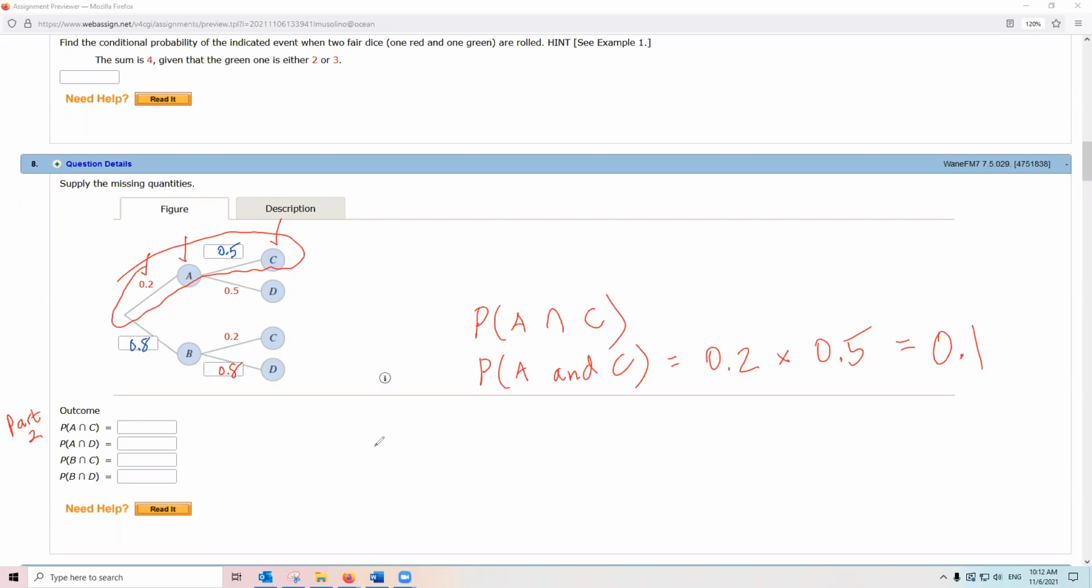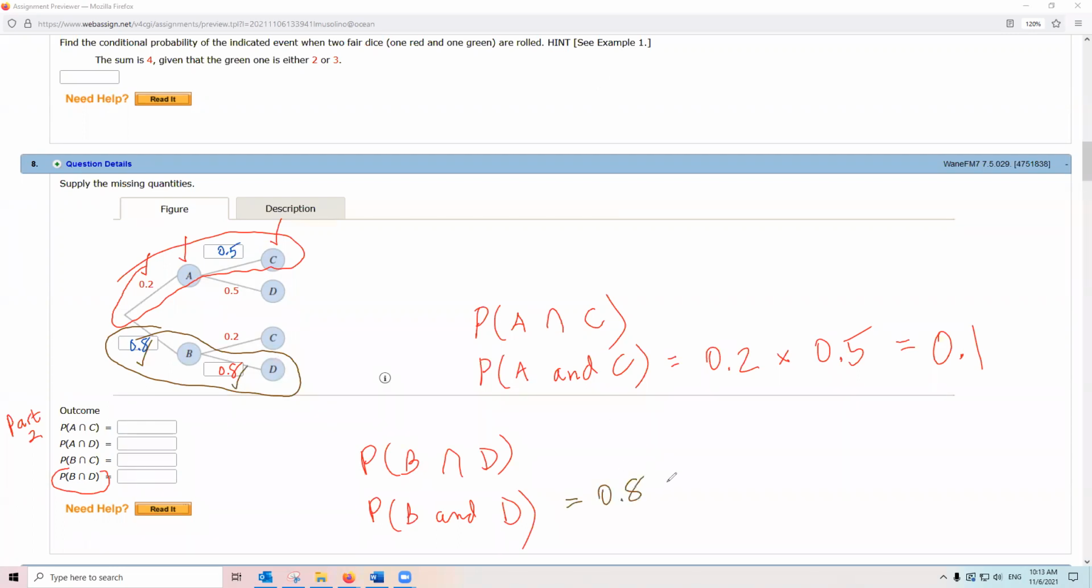Okay, let me do one more example. How about if I go to the bottom? The probability of B and D. Well, I just have to travel along that path. So to go to B and D means I'm traveling along this brown path. Well, that would mean 0.8 times 0.8, which is 0.64.